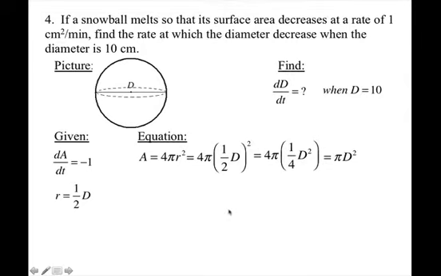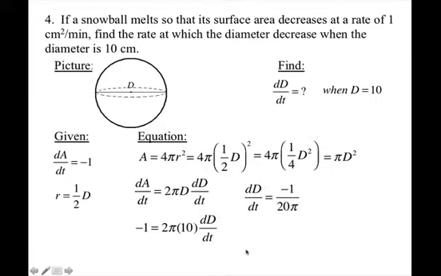Now I can go ahead and take the derivative, which will give me dA/dt equals 2 pi d dd/dt. Now I can plug in what I have. I have dA/dt, I have d, and now I'm going to go ahead and solve for dd/dt to get negative 1 over 20 pi, which is approximately negative 0.0159 centimeters per minute.